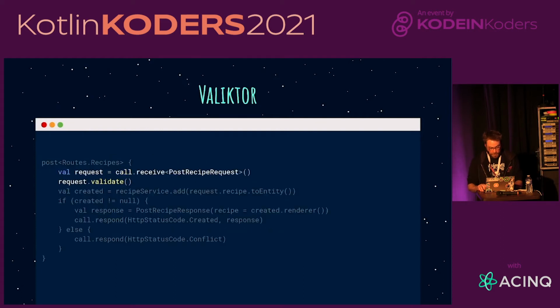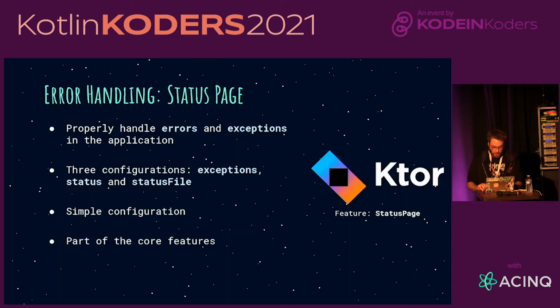And if there is a problem, so here I'm receiving the post request. I'm validating this request, but if there is a problem, the application will crash because we are throwing an exception. And what we can do about that, we're going to use the status page feature from Ktor. It's going to allow us to properly handle errors and exceptions in the application.